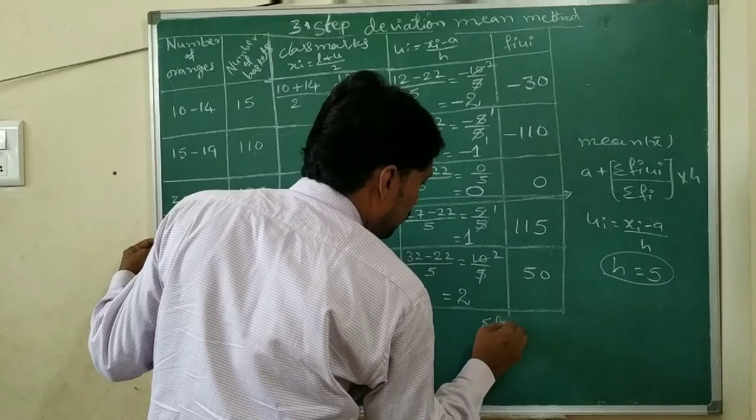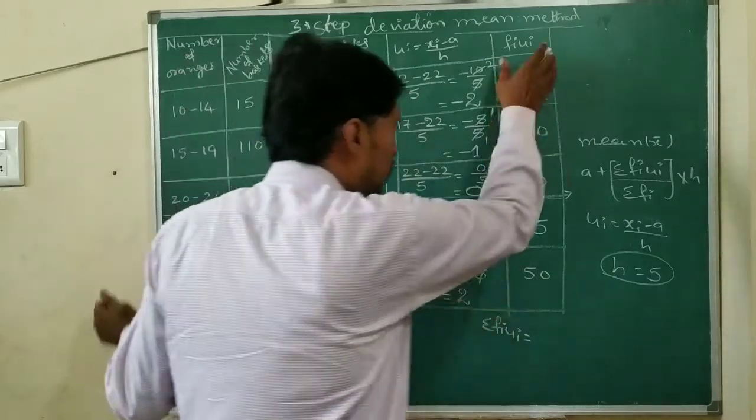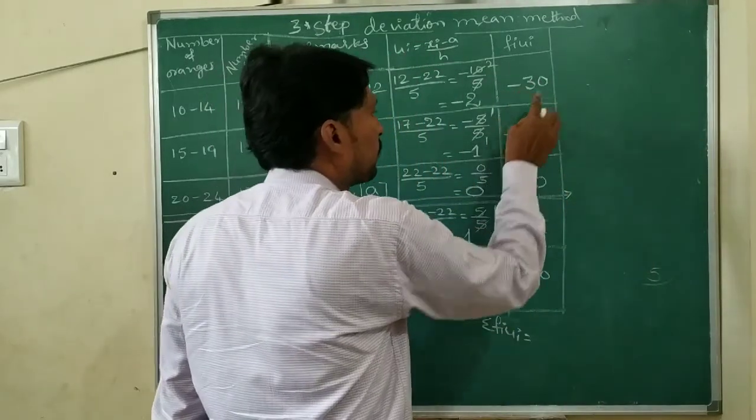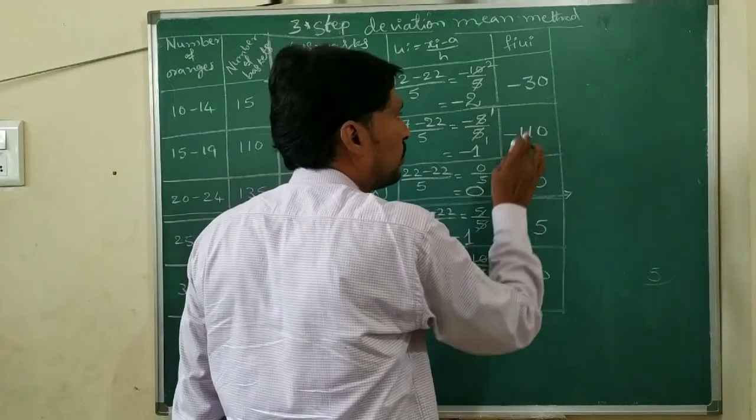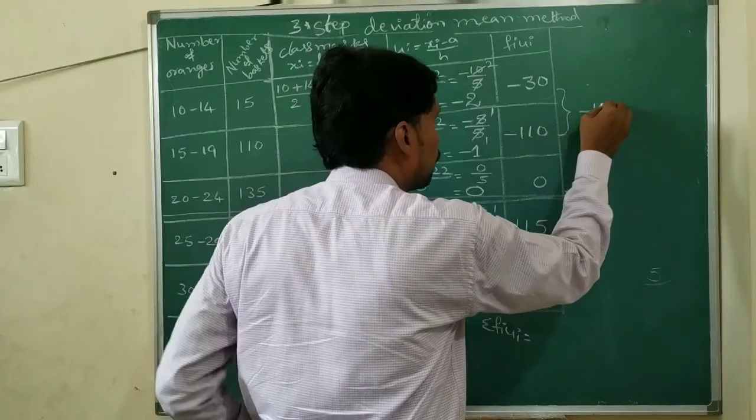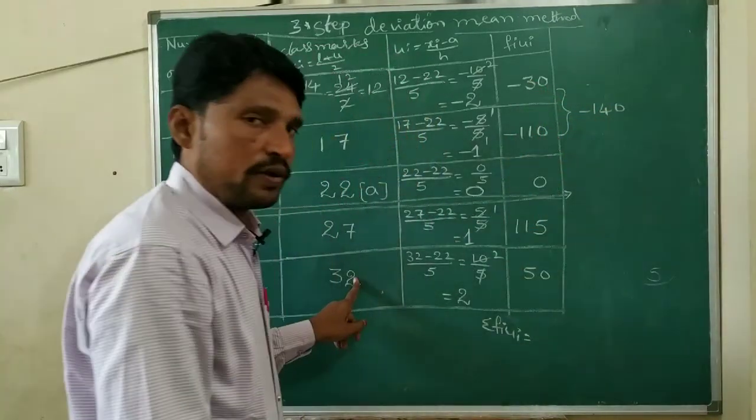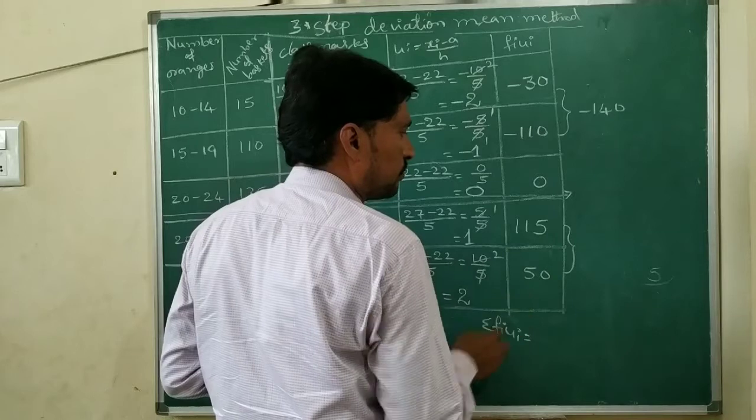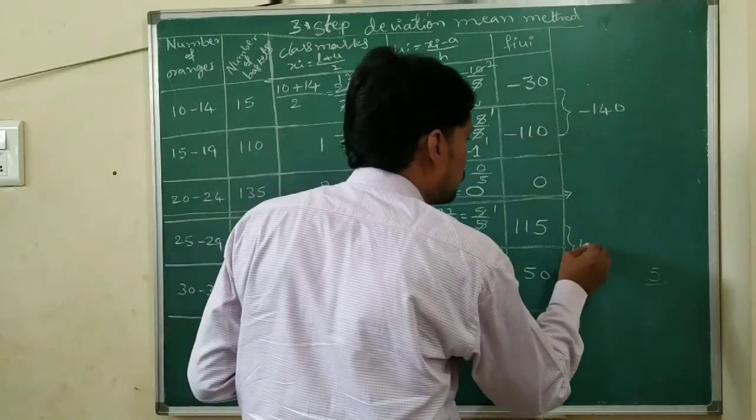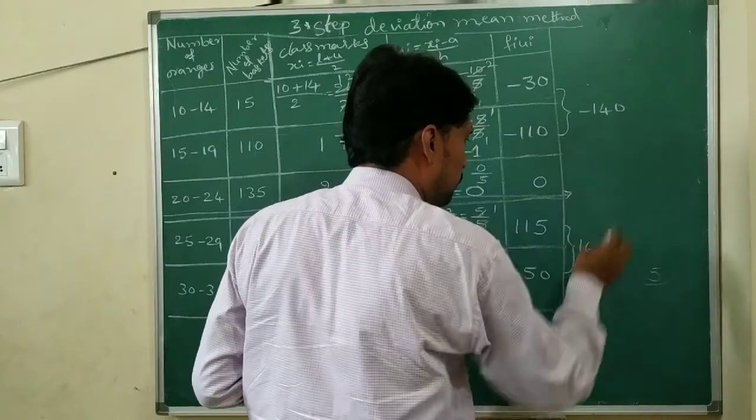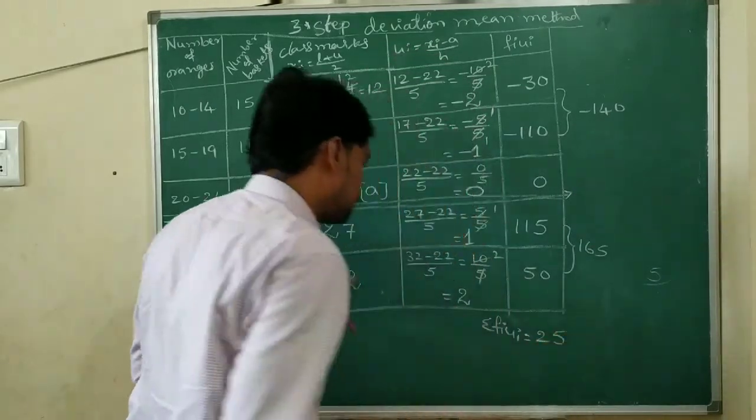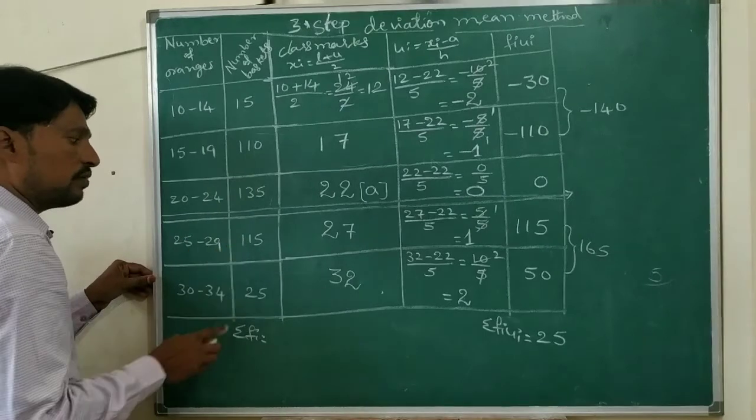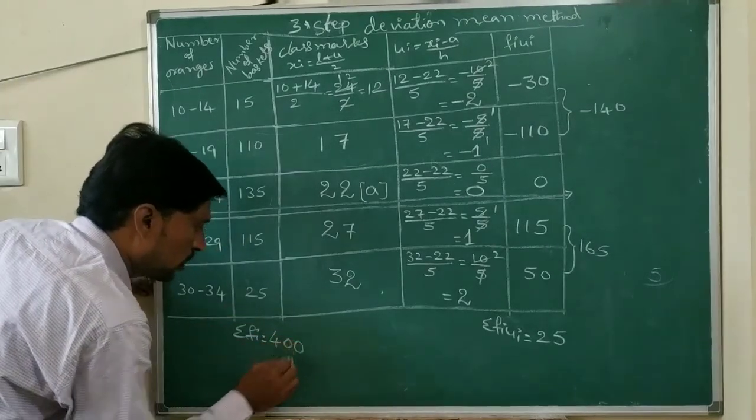Now you can find sigma fi ui. Minus 30 and minus 110, since both are negative we need to add, so this value is minus 140. Then 115 plus 50 is 165. 165 minus 140 gives us 25. Next, sigma fi is 15 plus 110 plus 135 plus 115 plus 25, and that value is 400.